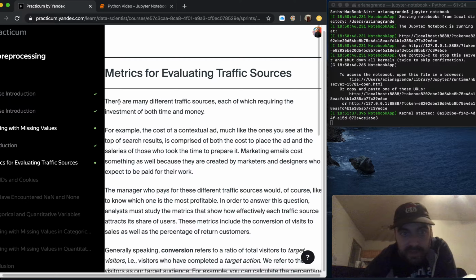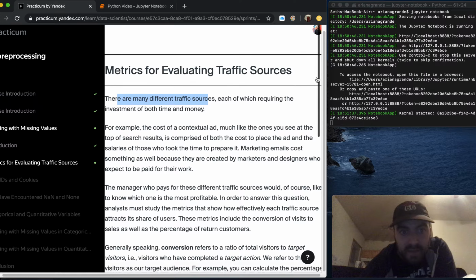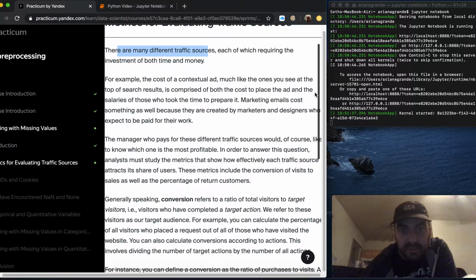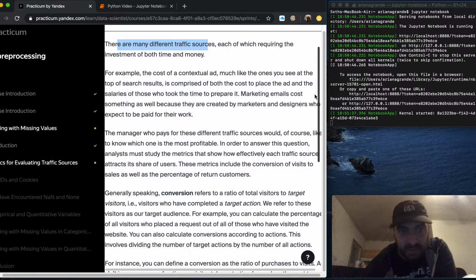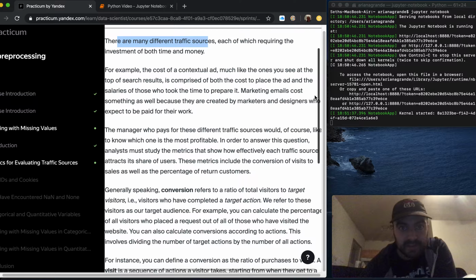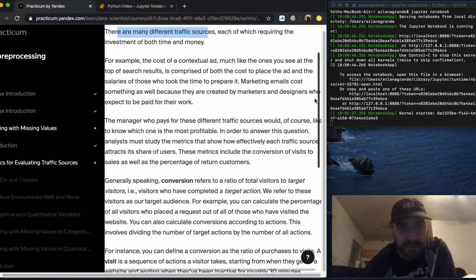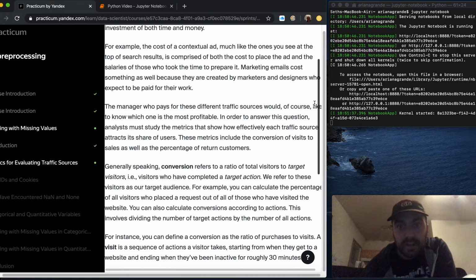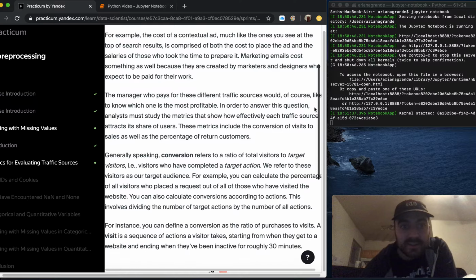Metrics for evaluating traffic sources. There are many different traffic sources, each of which requires the investment of both time and money. For example, the cost of a contextual ad, much like the ones you see at the top of our search results, comprises both the cost to place the ad and the salaries of those who took the time to prepare it. Marketing emails cost something as well because they are created by marketers and designers who expect to be paid for their work.